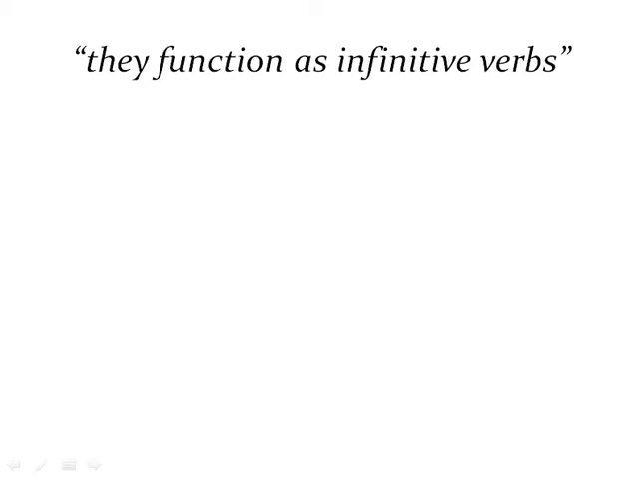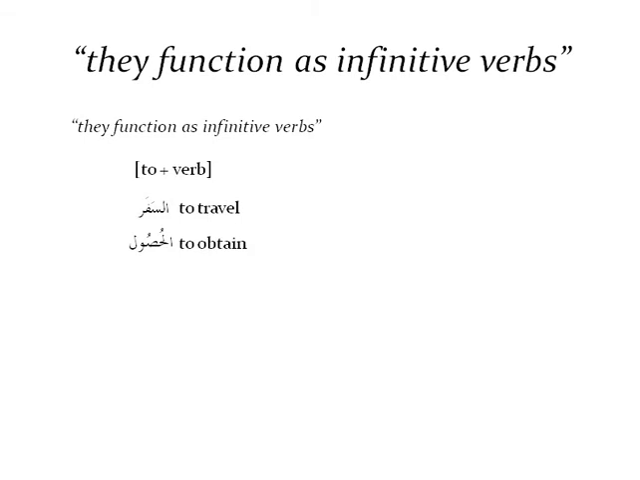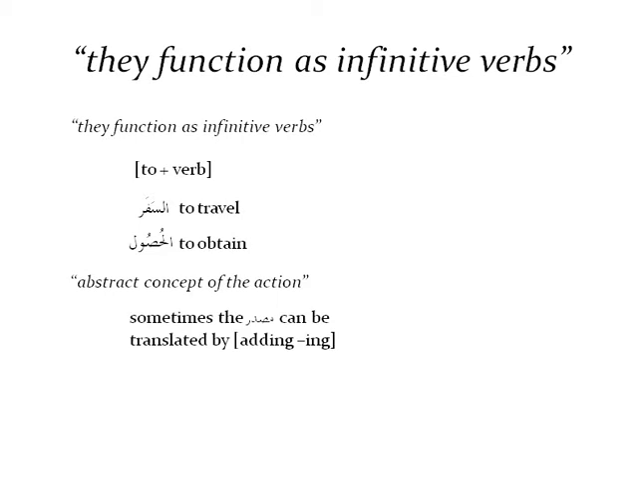Now the next thing to unpack is the phrase from Al-Kitab that they function as infinitive verbs. What does that mean? Well, by infinitive, Al-Kitab seems to mean the form of the verb where we add the word to in front. For example, safar as an infinitive in English would be translated as to travel, and al-husul as to obtain. But then Al-Kitab adds that it can also be used for the quote-unquote abstract concept of the action.